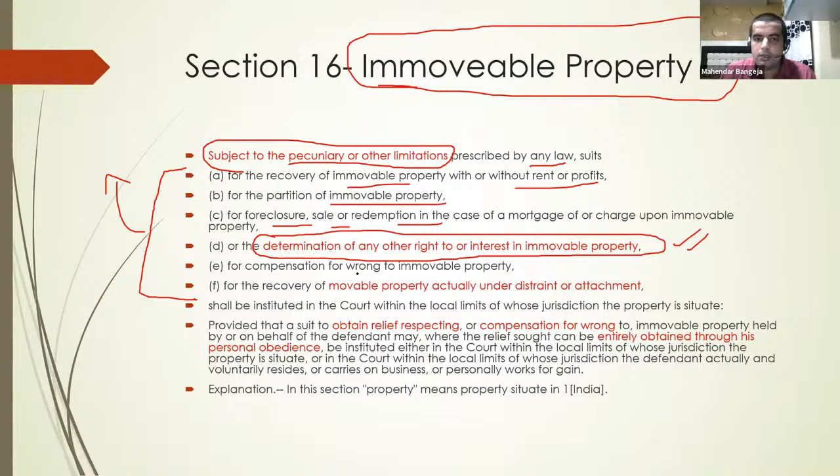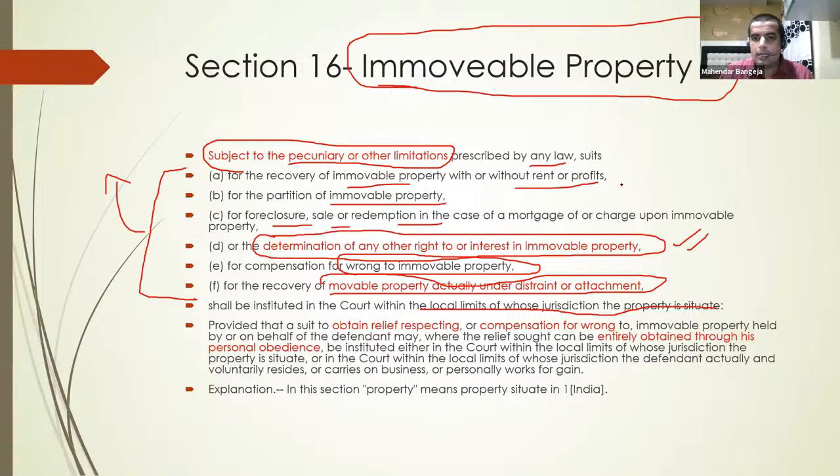For compensation of wrong to immovable property, for the recovery of movable property actually under distraint or attachment, shall be instituted in the court within the local limit of whose jurisdiction the property is situated. So it says that basically in these cases, you can file a suit where the immovable property is situated.